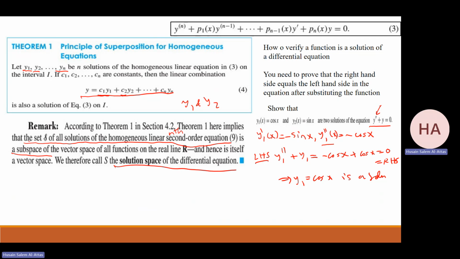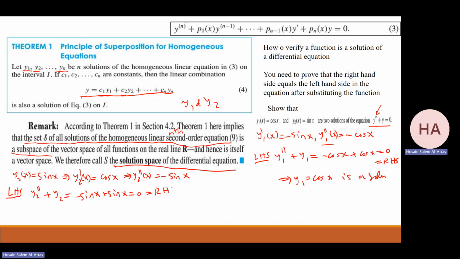Okay, I'll do the same for y2. Y2 will be sine x, so y2 prime, as a function of x, will be cosine x. Y2 double prime will be minus sine x. I'll do the same on the left-hand side: y2 double prime plus y2. That will be minus sine x plus sine x, which is equal to 0, the right-hand side. So y2 is also a solution.